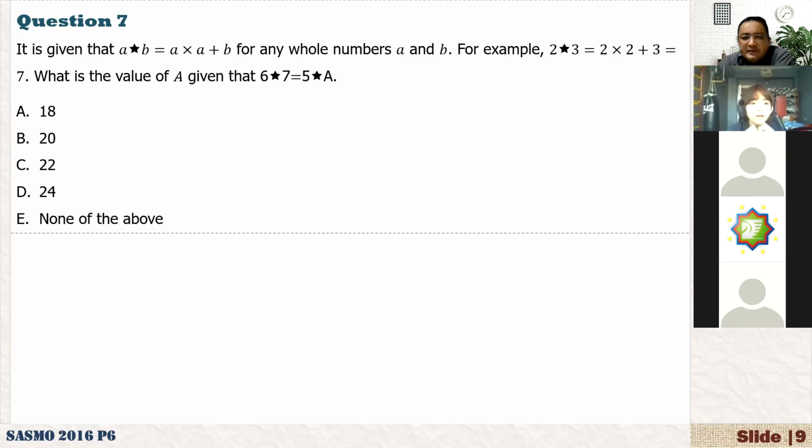Read the question, Sunai. It is given that A star B equals A times A plus B, for any whole numbers A and B. For example, 2 star 3 equals 2 times 2 plus 3 equals 7. What is the value of A given that 6 star 7 equals 5 star A?